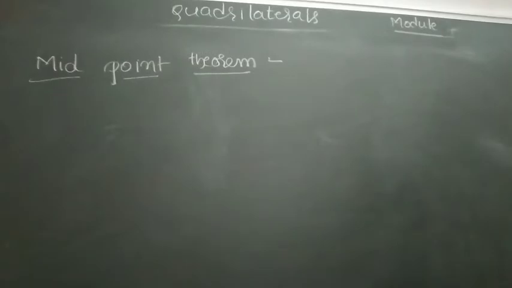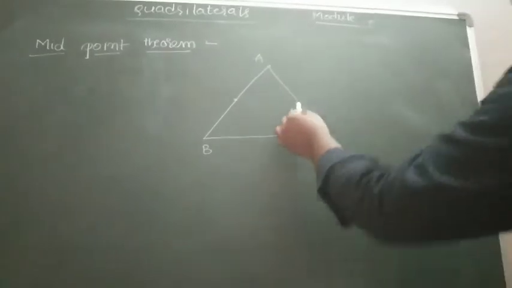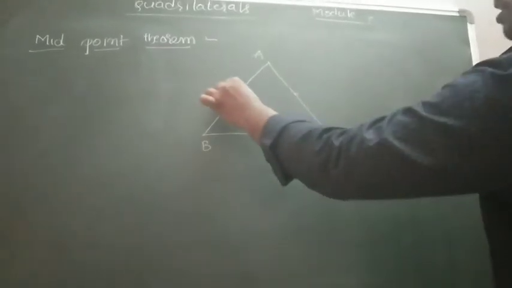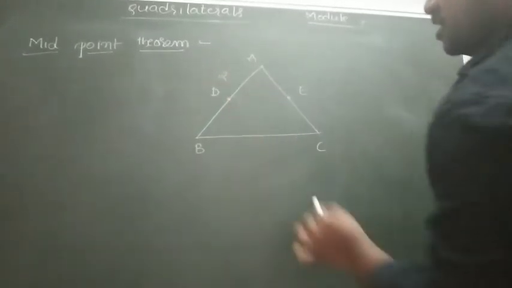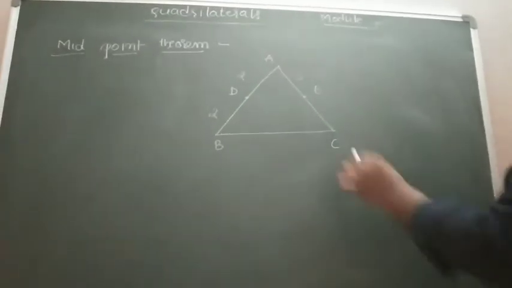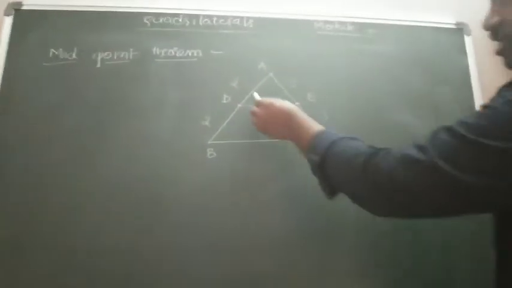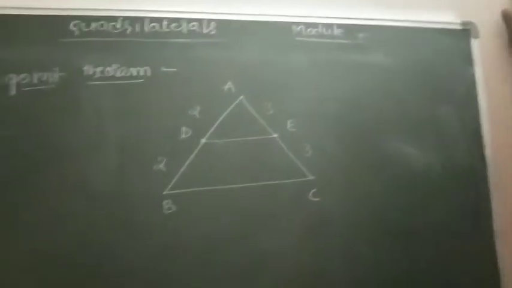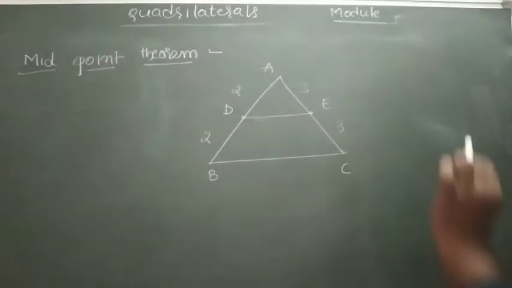Yes, first suppose one triangle is there here. In triangle ABC, D is a point on AB and E is a point on AC, such that it is given AD is equal to 2 centimeters, BD is equal to 2 centimeters, AE is equal to 3 centimeters, EC is equal to 3 centimeters. That means what? D is the exact midpoint of AB. D is the midpoint of AB and E is the midpoint of AC.